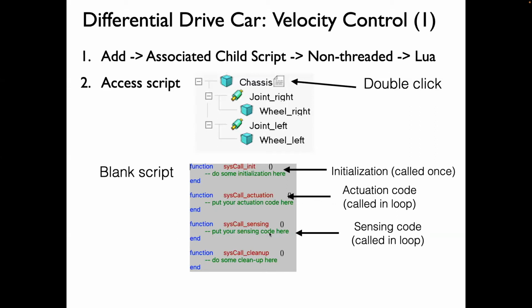If you double click that, what will pop up is a code which looks like this. There are four functions. The first function is the init function. It's called once. The actuation and sensing functions are the ones where you will have your actuation and sensing code. It will be called every single time the code runs. So let's do this and then move on to the next step.